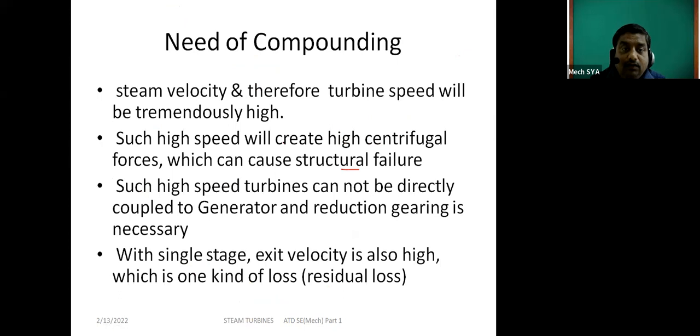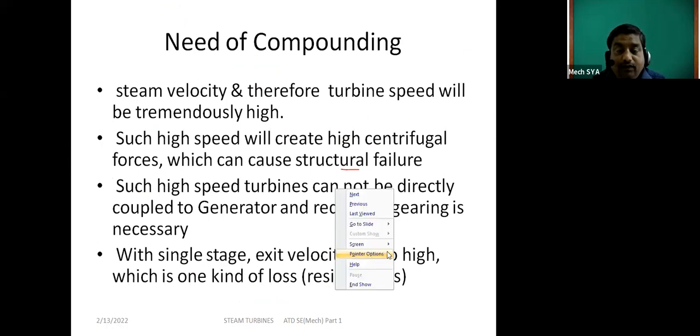So, in the absence of compounding, the steam velocity and therefore the turbine speed will be tremendously high in the case of the impulse turbine. Such high speed will create high centrifugal force, which can cause structural failure. Such high-speed turbines cannot be directly coupled to a generator, and reduction gearing is necessary.